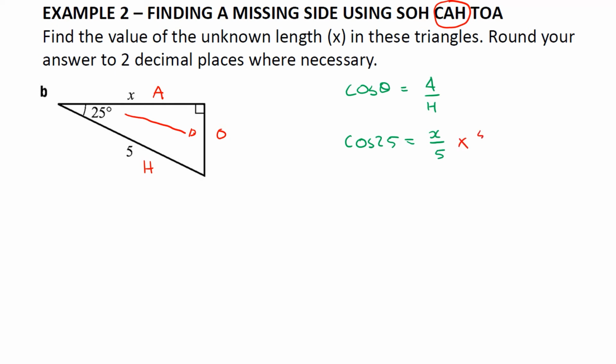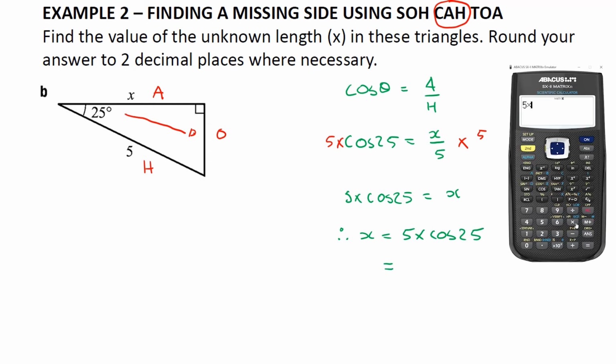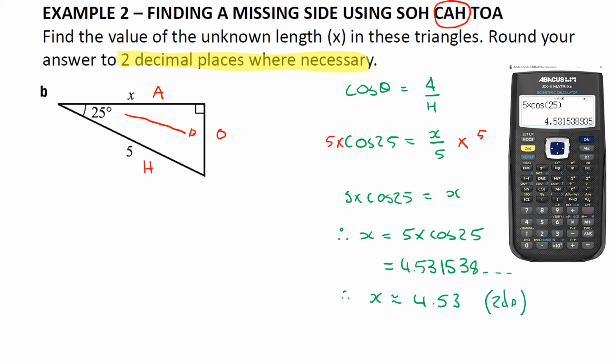So let's get x by itself by timesing both sides by 5 to get x is equal to 5 times cos 25. And now that we've got that, we simply type that into our calculator to get an answer for x. So we get an answer of x is equal to 4.531538, blah, blah, blah. And the question asks us to find it to 2 decimal places where necessary. So we're going to round our answer to x is equal to 4.53.